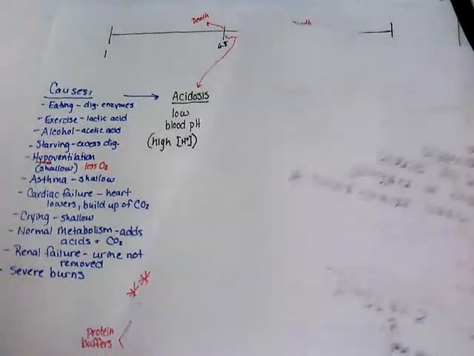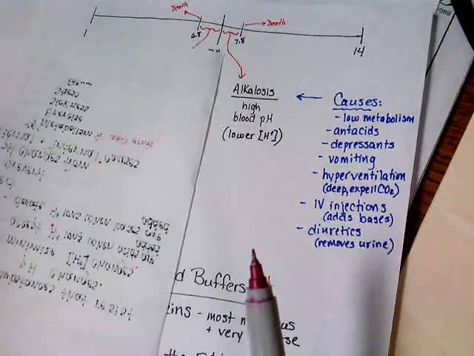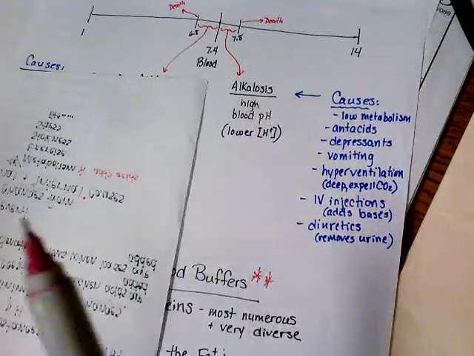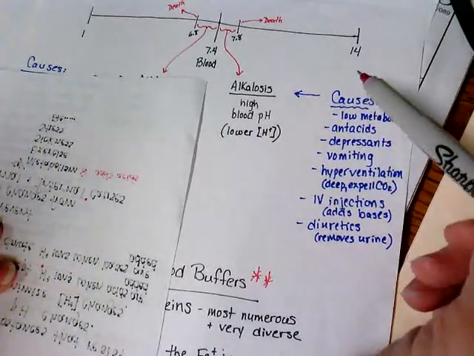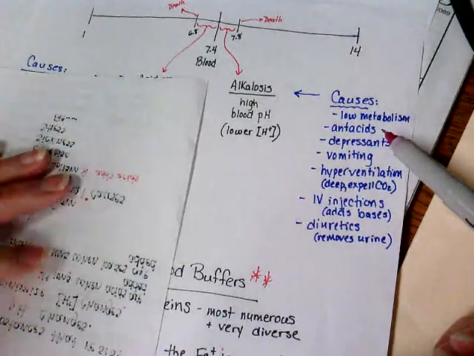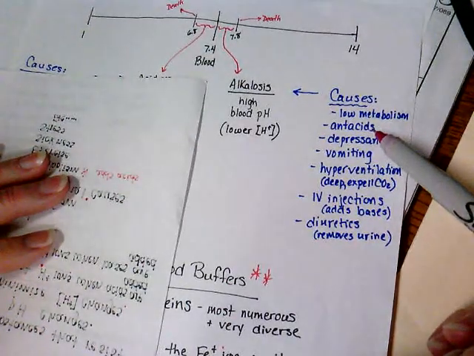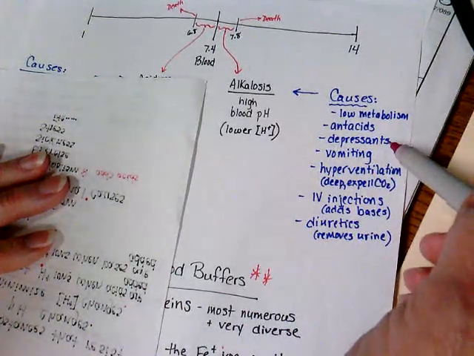So let's look at the opposite side. The opposite side is the alkalosis side. What causes alkalosis? What causes your blood pH to rise, in other words? So alkalosis, it's a lot of the opposites. Low metabolism is going to cause alkalosis. Antacids, you're preventing acids. Depressants are going to slow down the metabolism.